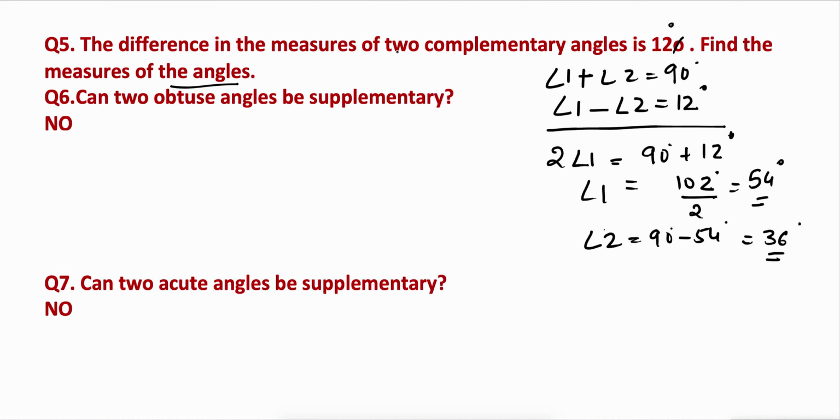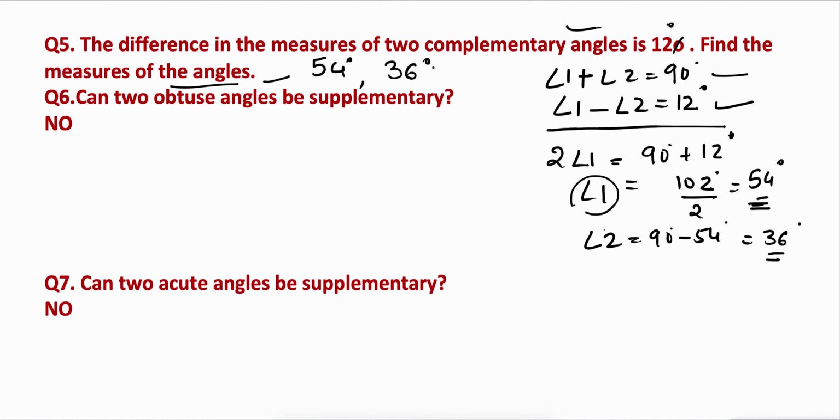By this way we can find the measure of the angles. If the difference of the two complementary angles is given, we can find the measure of the angles, because here the difference is given, angle 1 minus angle 2 is 12 degrees, and we know that for complementary angles the sum of the two angles will be 90 degrees. So we can solve the simple equation and find angle 1, which comes to 54 degrees, and the other angle is 36 degrees.